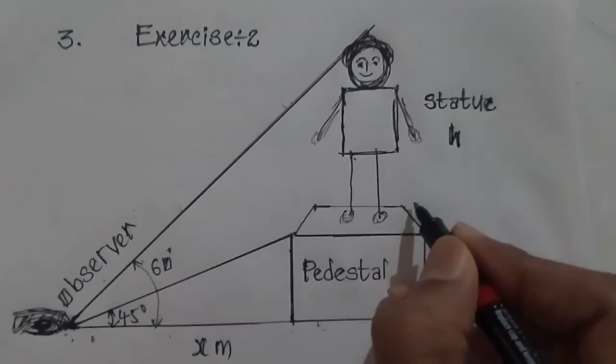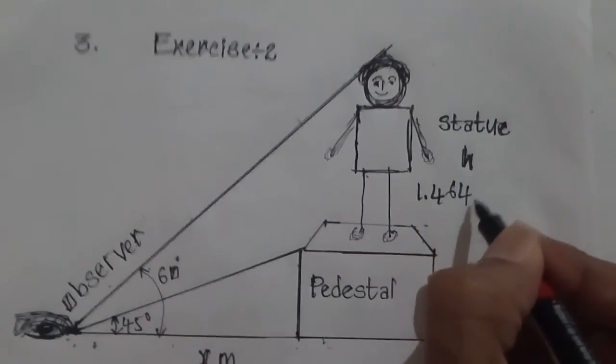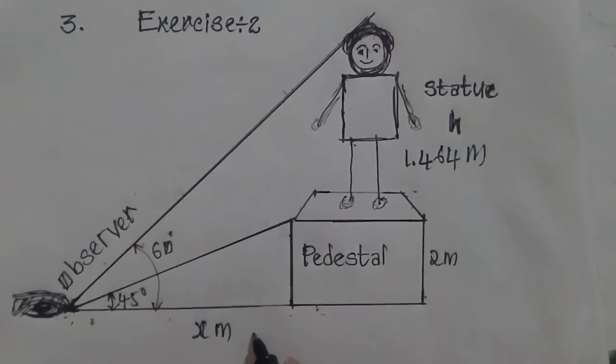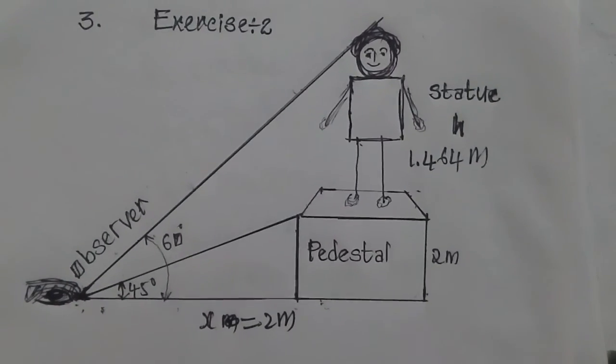See, here we got the height of the statue. The height of the statue is equal to 1.464 meters, where the distance between the point of observation and the foot of the pedestal, we got x is equal to 2 meters. Hence we proved.